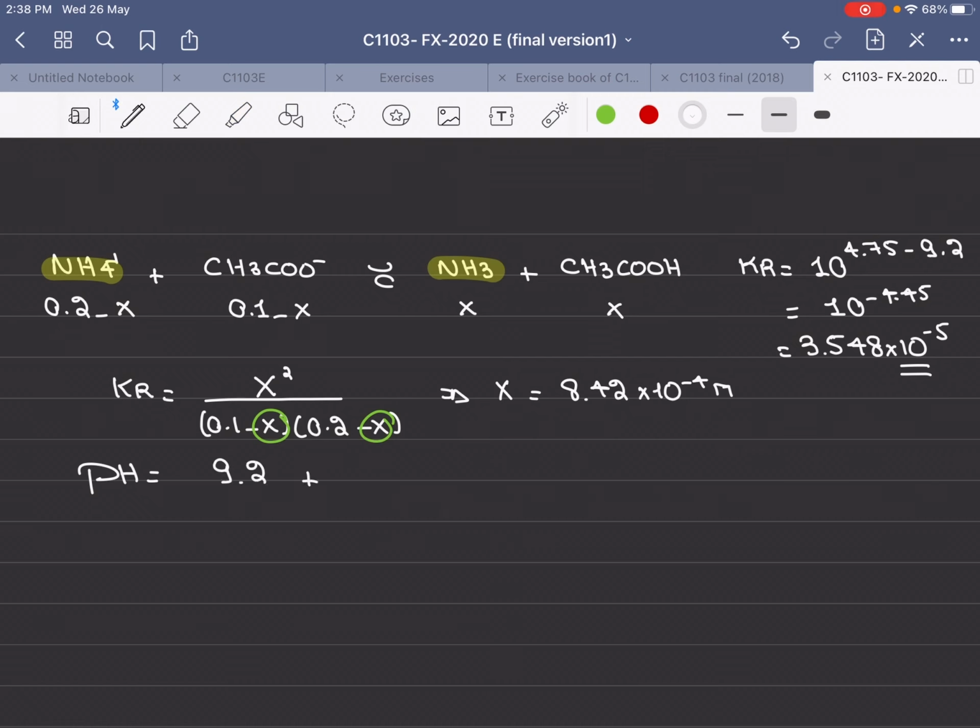pH equals 9.2 plus log of the base, which is x, 8.42 times 10 to the power minus 4, divided by NH4 plus, which is 0.2 minus x. Since Kr is very small, I can neglect this minus x. If Kr is not less than 10 to the power minus 4, do not neglect this x. Understood? So calculate this. You will find that the pH is around 6.824.